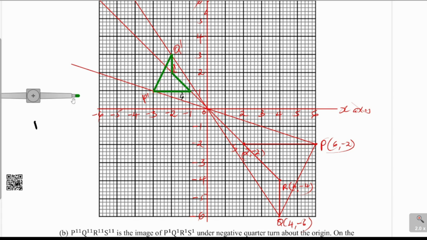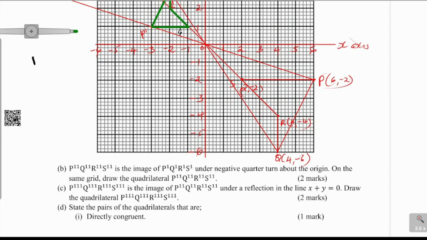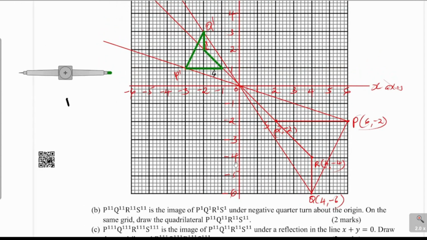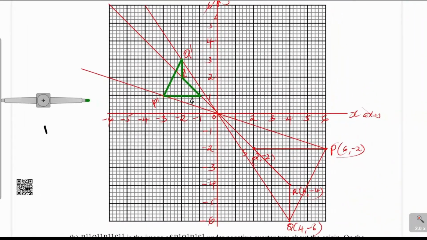Now the next thing, that is the next question, part B. P2, Q2, R2, S2 is the image of P1, Q1, R1 under negative quarter turn about the origin. On the same grid, draw the quadrilateral P2, Q2, R2, S2. So the image that we have just obtained, we are supposed now to transform under negative quarter turn about the origin.